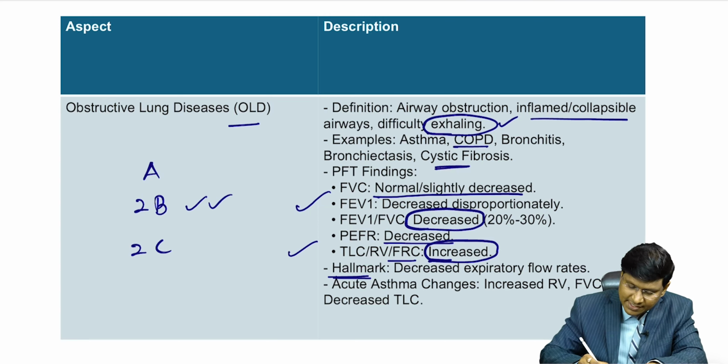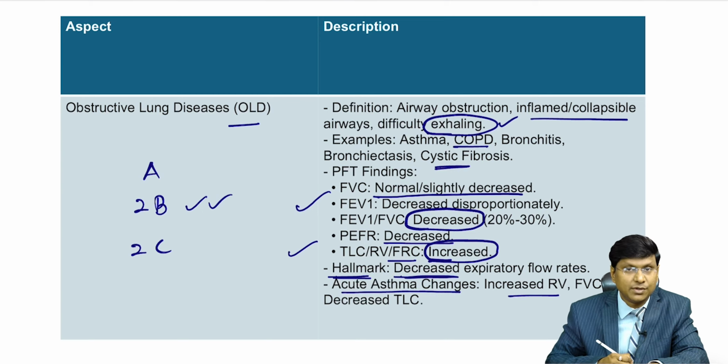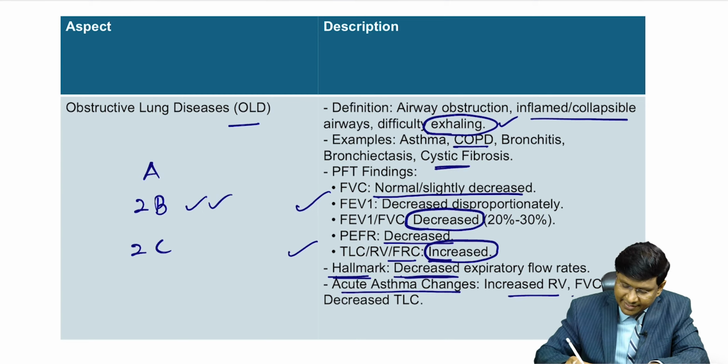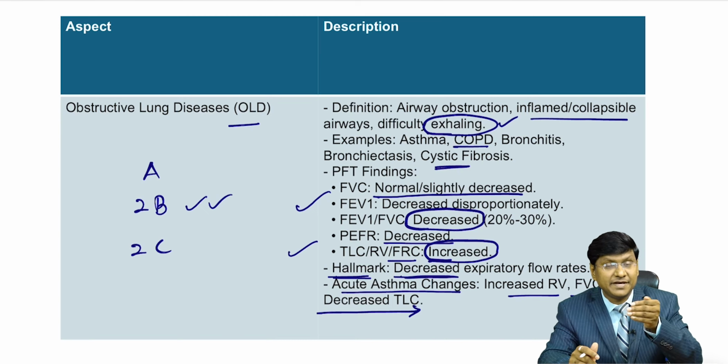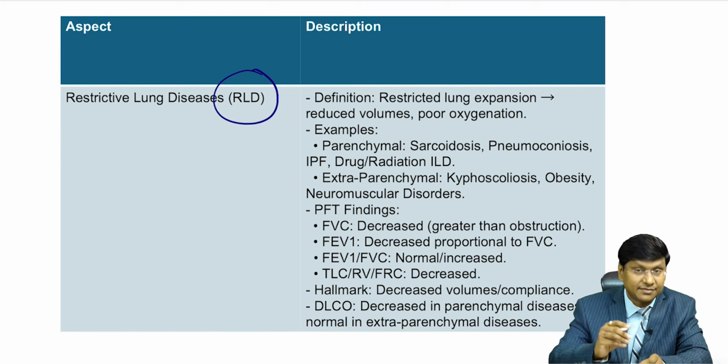And in case of an acute asthmatic attack, what will be the changes in the pulmonary function? In acute asthma, there will be increased residual volume, increased forced vital capacity, increased FEV1, and decreased total lung capacity, right? So this will be in case of the obstructive lung diseases. The very important parameter in obstructive lung disease is the FEV1 by FVC, which is reduced.